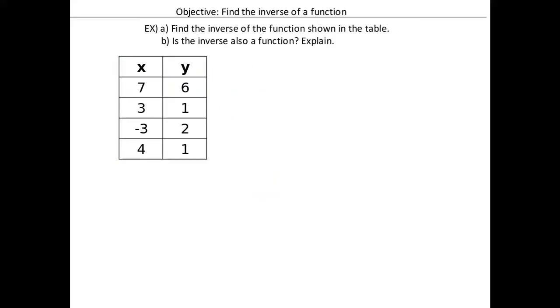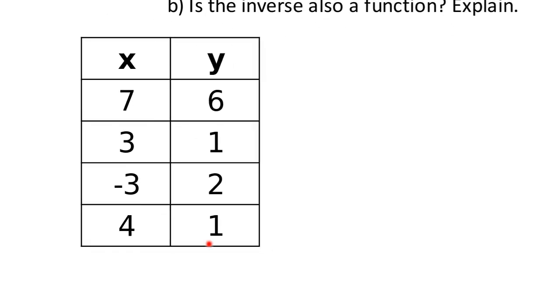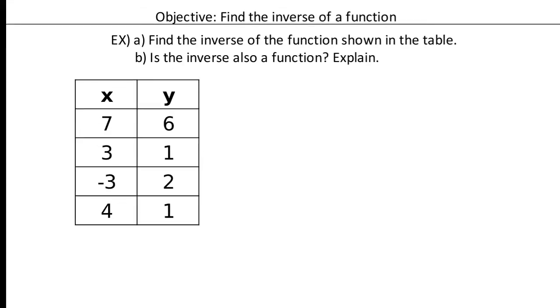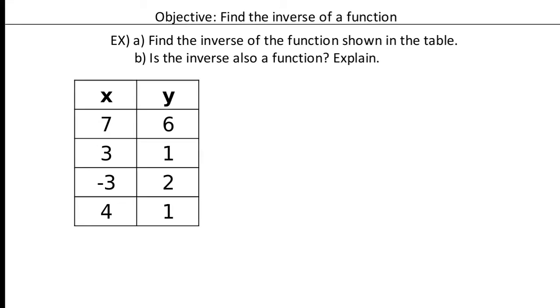All right, so now we're going to be looking at tables. So if you look at this table, I think you might have missing values on your notes. So go ahead and copy them. I think there are missing things on there. But we got 7, 6, 3, 1, -3, 2, and 4, 1. This is on a table now. But on a table, you still have to write the inverse as coordinate pairs. So for part A, for the inverse, I still have to write them as a coordinate pair.